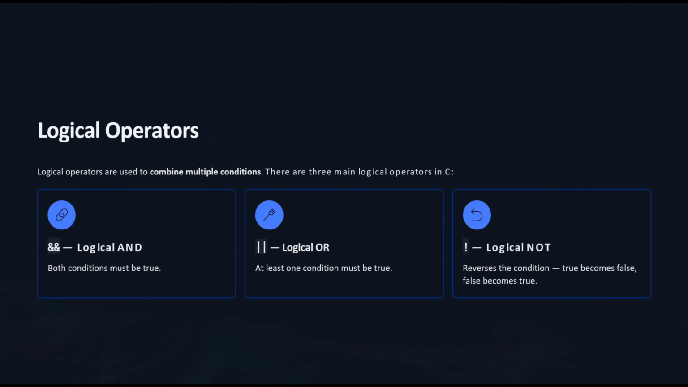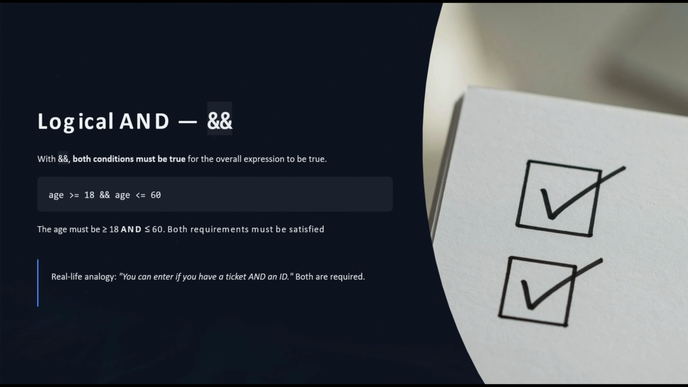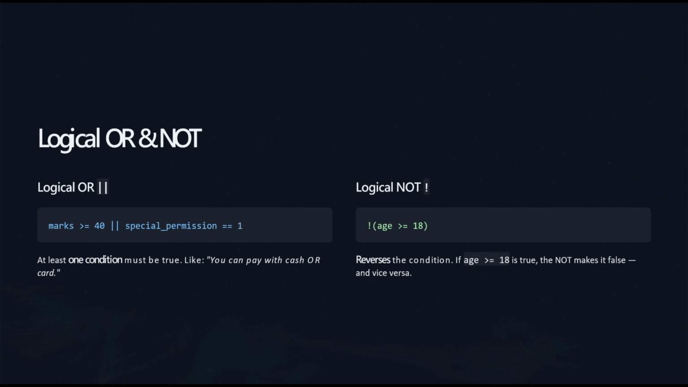Always remember this. Logical operators are used to combine multiple conditions. There are 3 main logical operators in C. Logical AND: both conditions must be true. Logical OR: at least one condition must be true. Logical NOT reverses the condition. True becomes false. False becomes true.